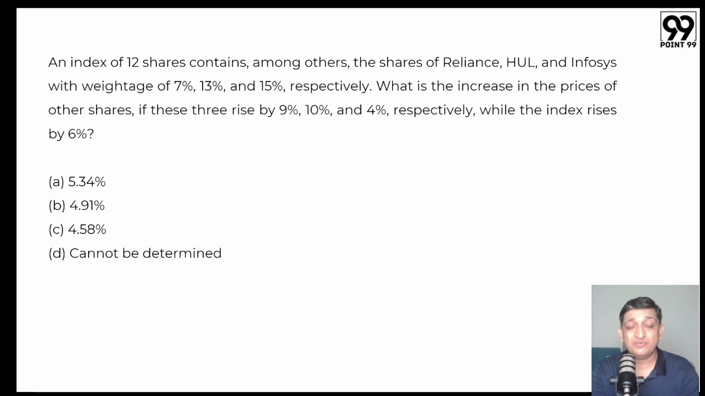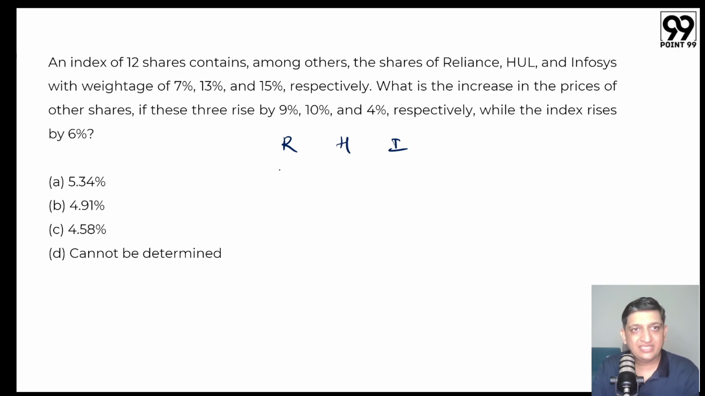There is an index of 12 shares and there are Reliance, HUL and Infosys that are available. You just have to figure out what exactly is happening here. So try this out and then you can have a look at the solution. Now there is an index of 12 shares that is present. And we know that Reliance, HUL and Infosys are present here. And the weights of these are 7, 13 and 15.